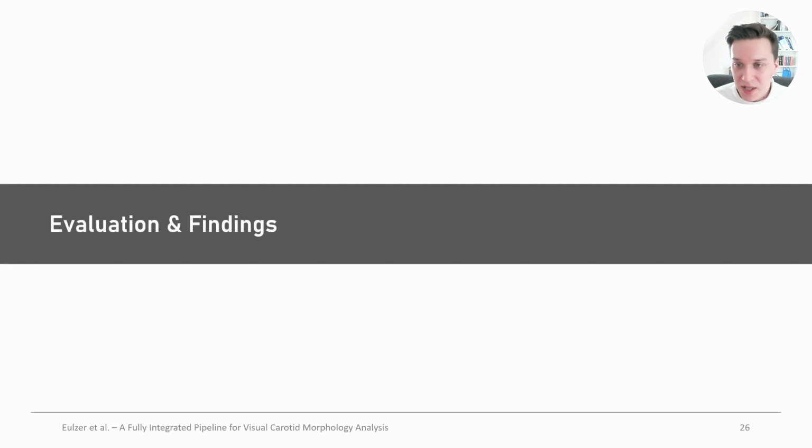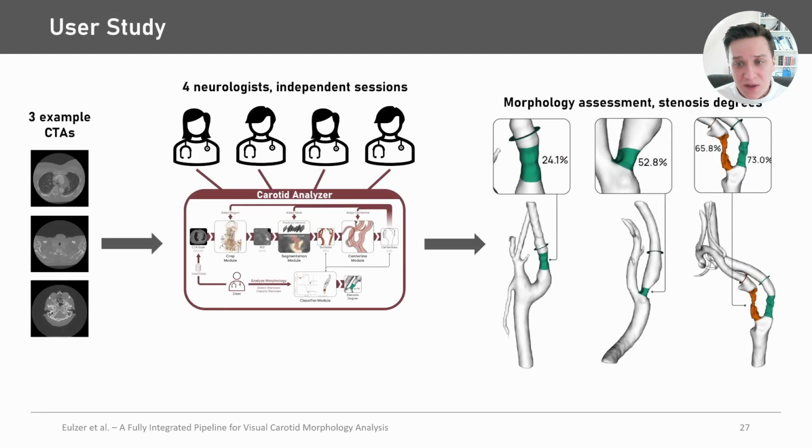So let's talk about the results. We interviewed 4 neurologists. We gave each of them 3 unprocessed datasets, so CTAs from the clinic, and they used the framework to evaluate and discuss any potential stenosis that occur in these datasets. So they worked through all the processing stages by themselves, and then they rated the workflow, and we discussed the clinical applicability.